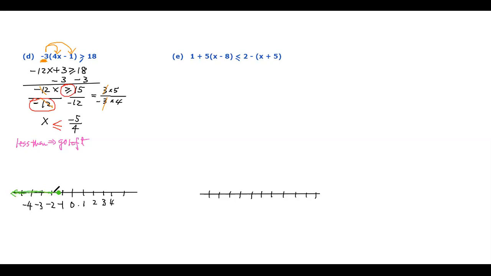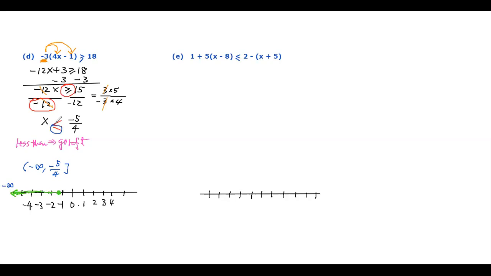So this is my solution. Okay, so now let's try to write it out into the interval. So what is the solution? Because I go left, so this end goes to where? Go to the negative infinity, right? So I start from negative infinity, and here is negative 5/4. Do I put a parenthesis or bracket? I put a bracket. Why? Because I have this equal sign here, right?